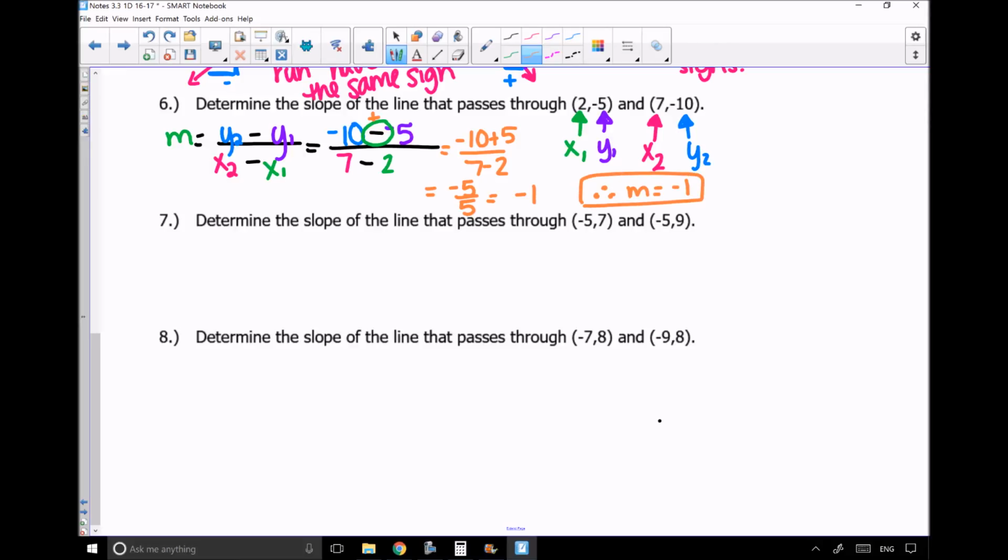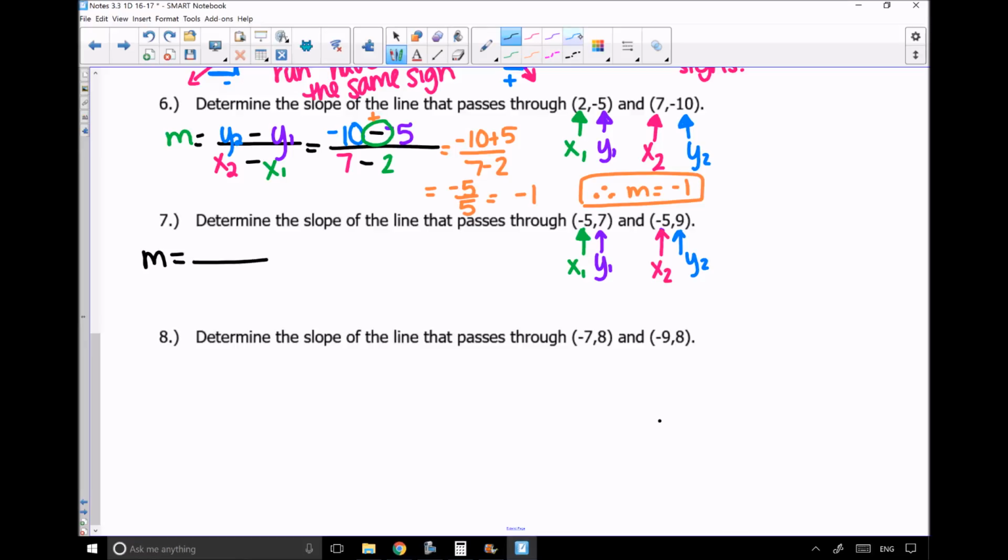Okay, let's go ahead and do the next example together. So here, this -5 is my first x value, so we'll call this x1. This 7 right here is my first y value, so we'll call this y1. The -5 in this example is my second x value, so we'll call this x2. And then this 9 is my second y value, so we'll call this y2. So let's go ahead and write out the formula.